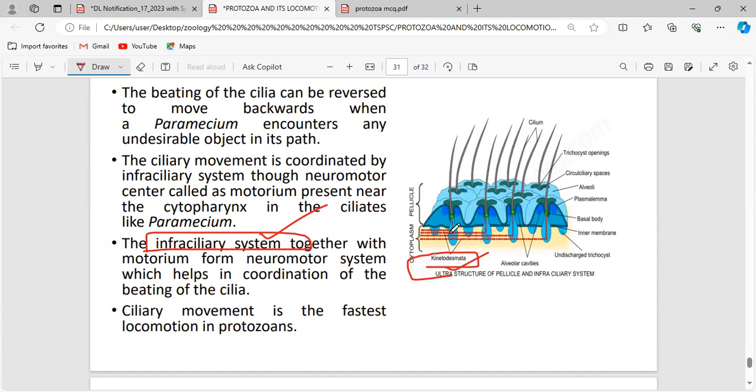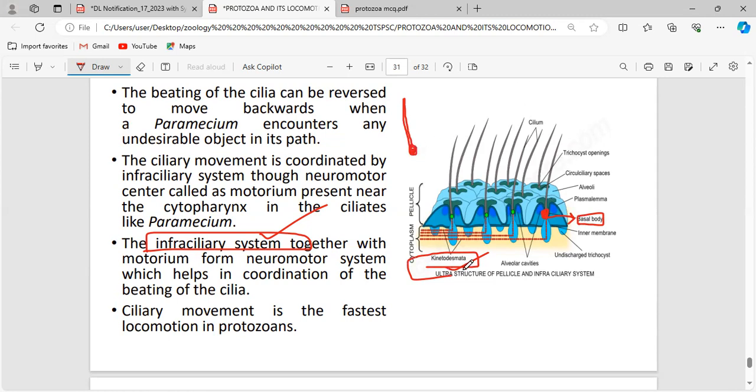This kinetosome is also called a basal body. Clear? This is the basal body or the basal granule. It is found at the base of cilia. See, this is the cilia. This is the basal body where the cilia arise. This basal body is also called the kinetosome.